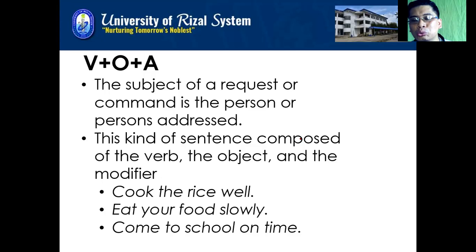But since we're referring to the parts of the sentence or the pattern of the sentence, cook here is the verb, the rice is the object, well is the adverb. Cook what? The rice. How? Well. So it describes how to cook. The speaker here is invisible, but it is implied that someone is telling the action or command to the other person, who is the receiver or the listener of the statement.